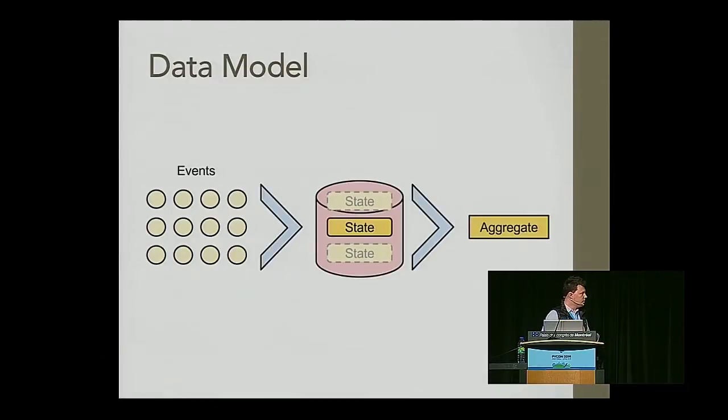So at a high level, this is kind of what the data model for Taba looks like. You have a large stream of events which are generated by clients. Those get aggregated into these state objects, one per tag, which is essentially the metric and the source. And those get stored in a database. And then when you perform a query, the states that match that query get combined into an aggregate.